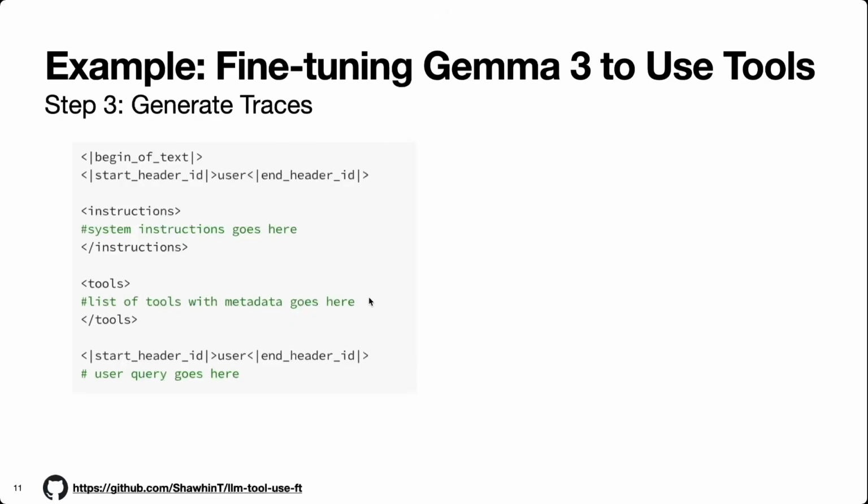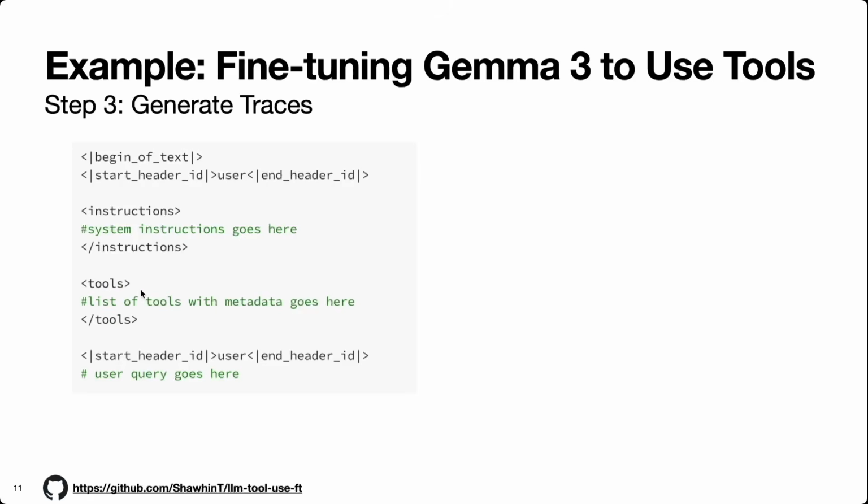Let's look at a specific chat template. And so the special tokens for Gemma are pretty similar to Llama. So there's a begin of text token, there's start header ID. So the first message is the user message, but then within the first user message, I added some structure. So I added these instruction tags and tools tags. I didn't define these as special tokens. These are just going to be strings to the model, but it does add some structure to the initial message. Put the system instructions here within the instructions tags, and then I put in a list of the tools with metadata within these tools tag.